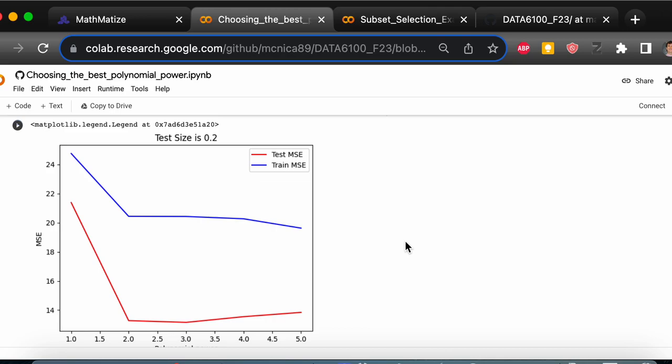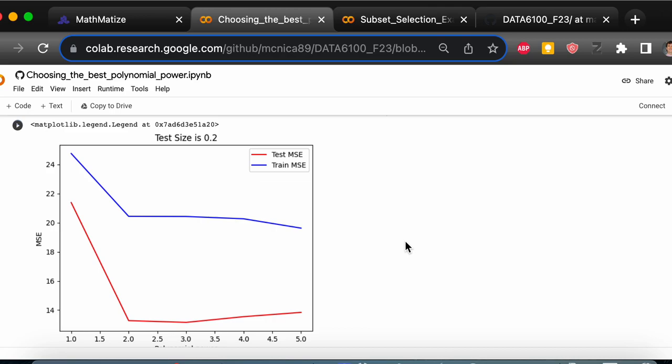And this is the true-false question that most people got right: even though the training error is always going down, that doesn't mean you necessarily want to use the highest power, because the test set error goes down and then goes back up. So you want to find where the test set error is minimized, which looks like 2 or 3. And then it's going up just a little bit over here.